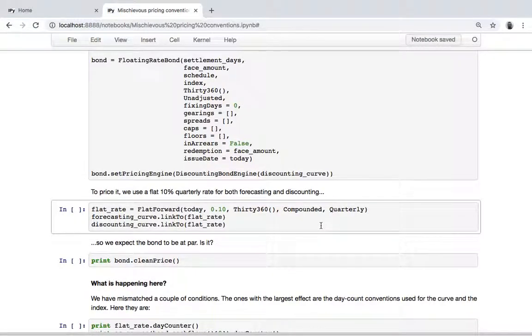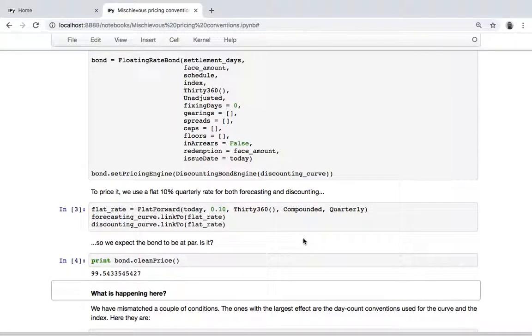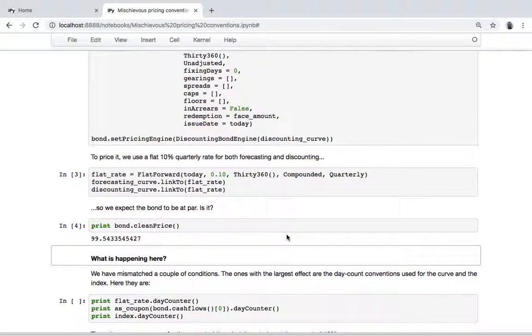We use a 10% rate for both forecasting of the LIBOR, so we link it to the forecasting curve, and discounting. Of course, it's a large rate these days, but it helps amplify the effects in the calculation, so we'll go with that. And we expect the bond to be at par according to the textbook, but it really isn't. We have about 50 basis points of difference from the expected value.